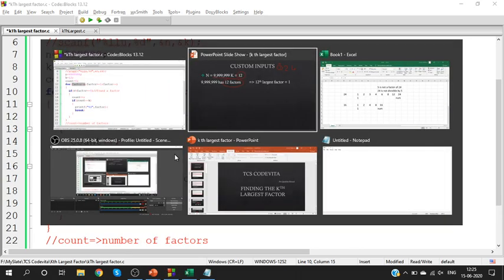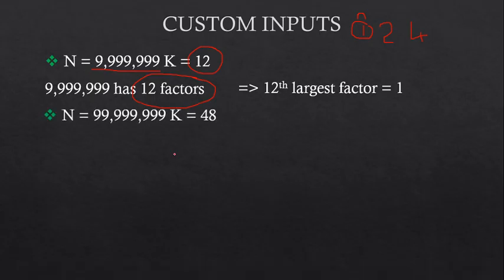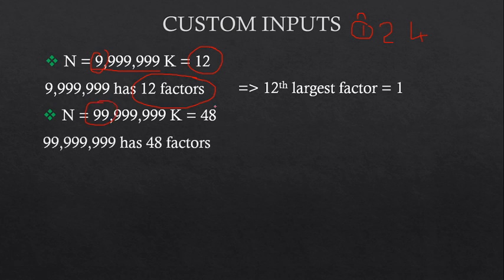Okay. So let us try for the next test case. Next time, I'm adding one more 9 here. Can you see that? From this input, I've added one more 9. This value has 48 factors. Guys, I already did all the calculations. So I know this number has 48 factors. And I'm asking you, what is the 48th largest factor? You can directly tell me the answer. If this number has 48 factors, then the 48th largest factor is nothing but last largest. What is the last largest factor? 1 is the answer.